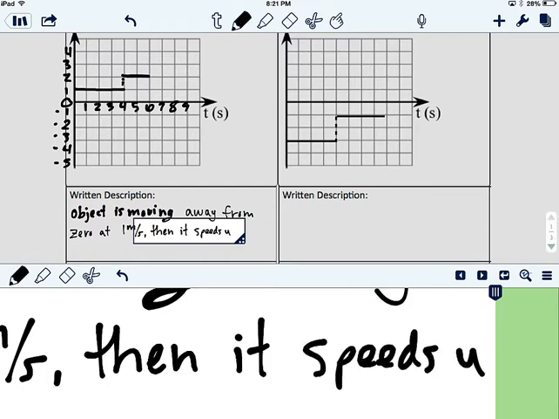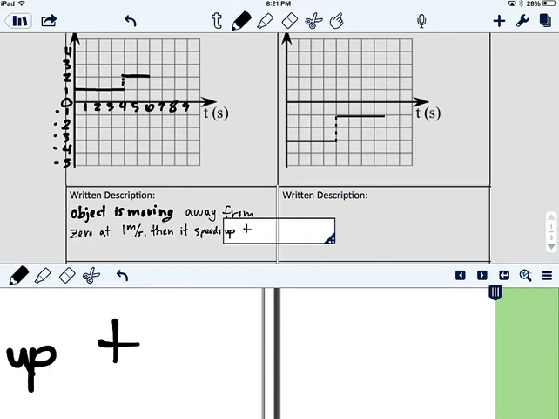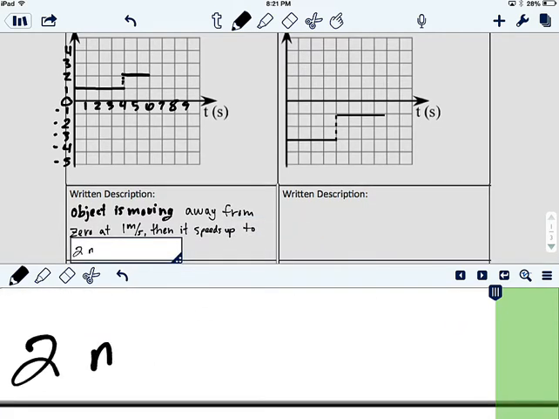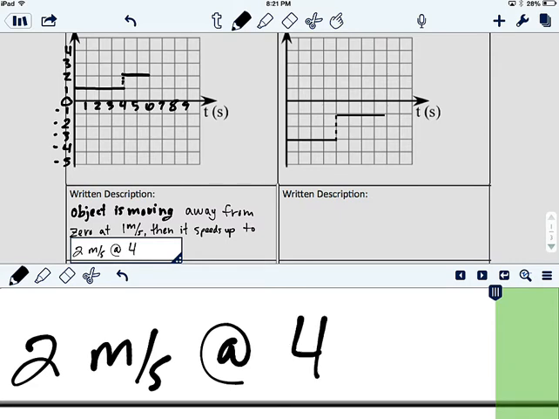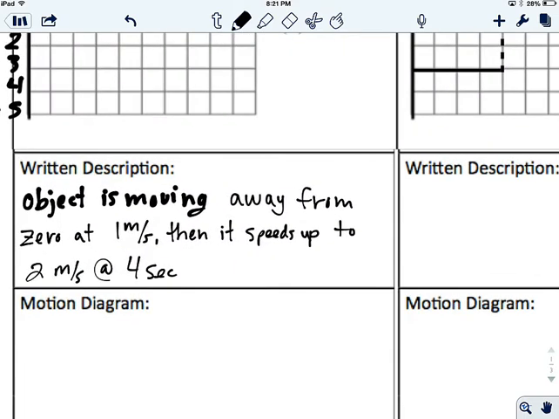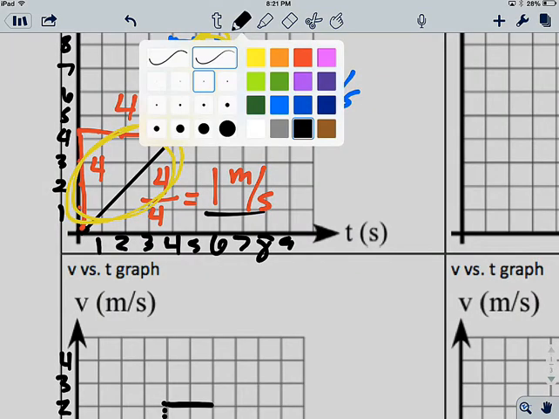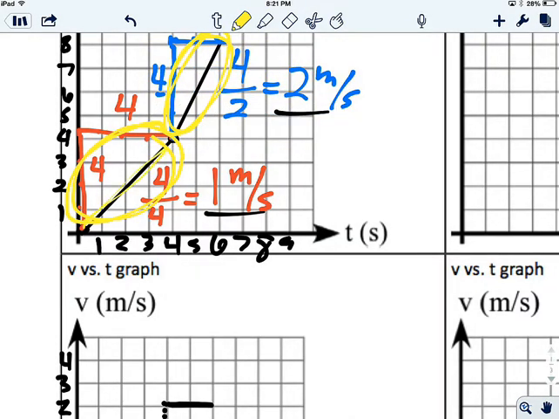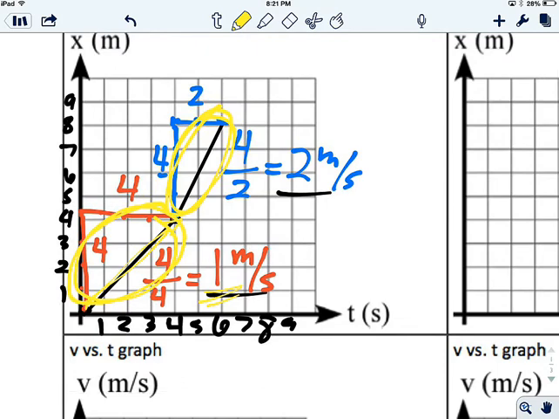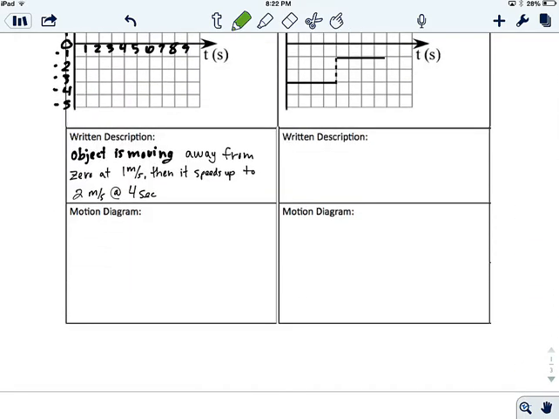Then it speeds up to 2 meters per second at 4 seconds. Okay, so the object is moving away from 0 at 1 meter per second. Then it speeds up to 2 meters per second at 4 seconds. So if we look here, it's moving away from 0 at 1 meter per second until it hits 4 seconds, and then it speeds up to 2 meters per second. Okay, good. Now I need a motion diagram.